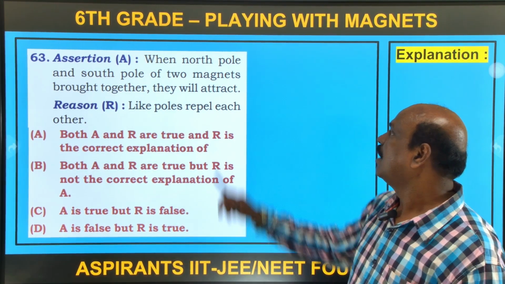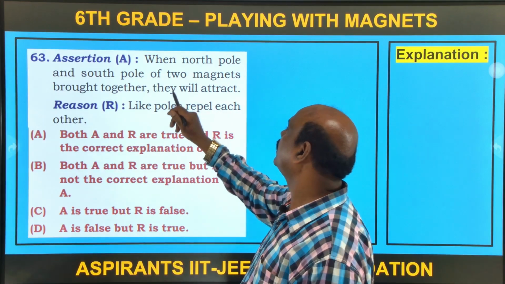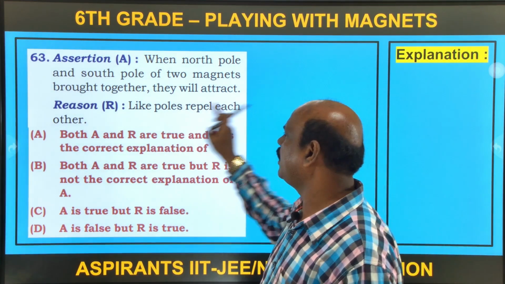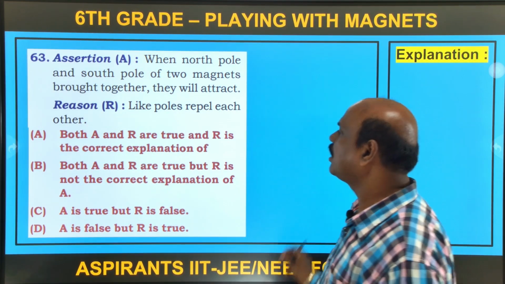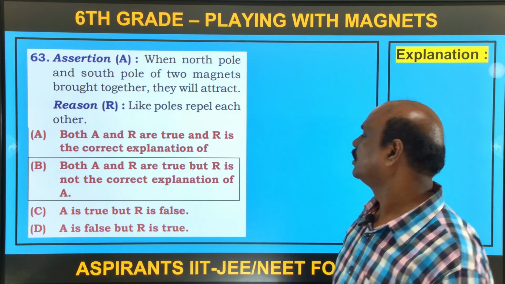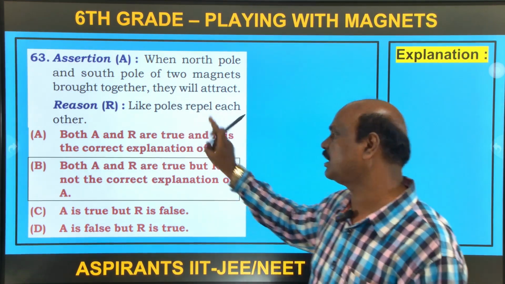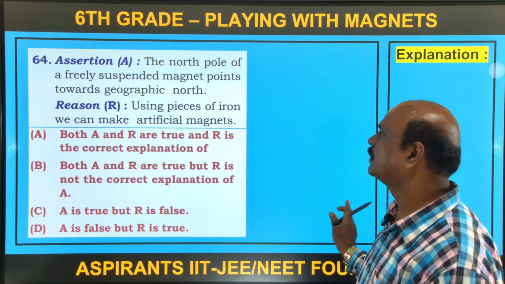Next, when the North Pole and the South Pole of two magnets are brought together, they will attract. So like poles repel each other. So here both assertion and reason are true. But here they are attracting, while the reason is telling about repulsion. That's why we are not taking that option. So option B is correct.